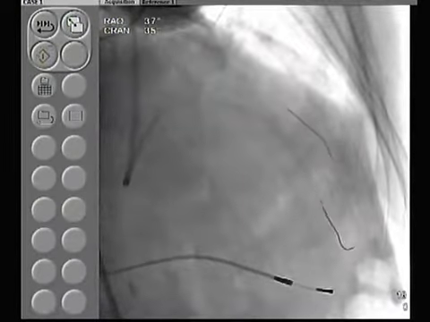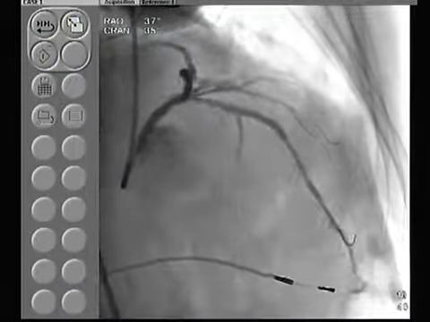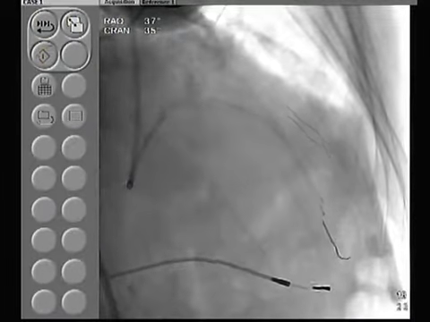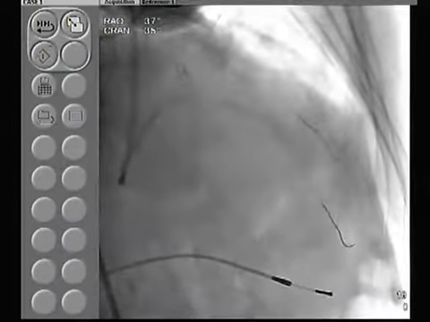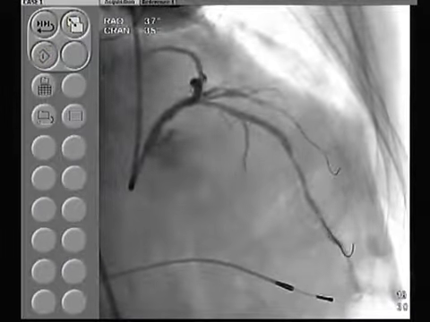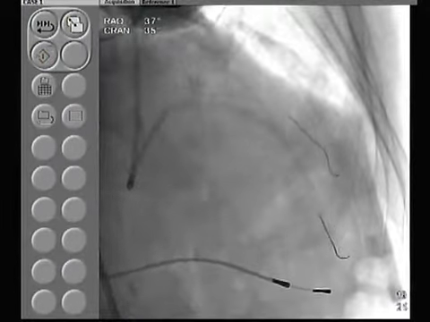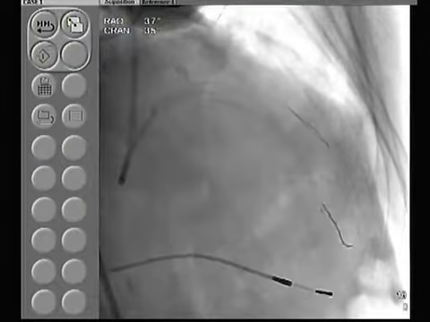So you don't want to dilate. The question we are doing now is: do we put a third stent in the LAD, in the mid to distal segment? But we'll come back to it. Let's just see what happens here first.